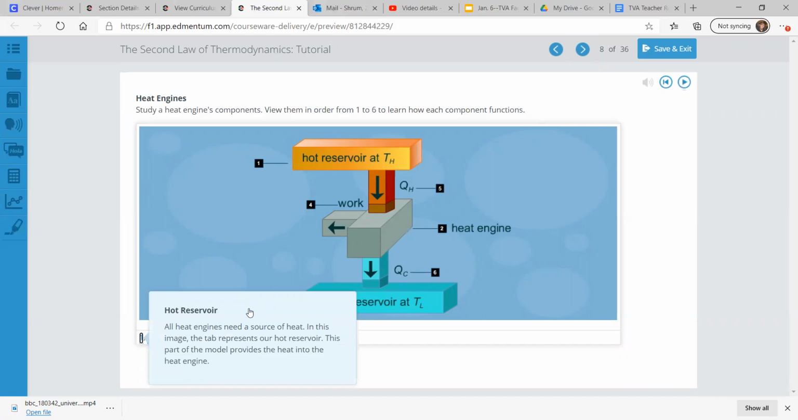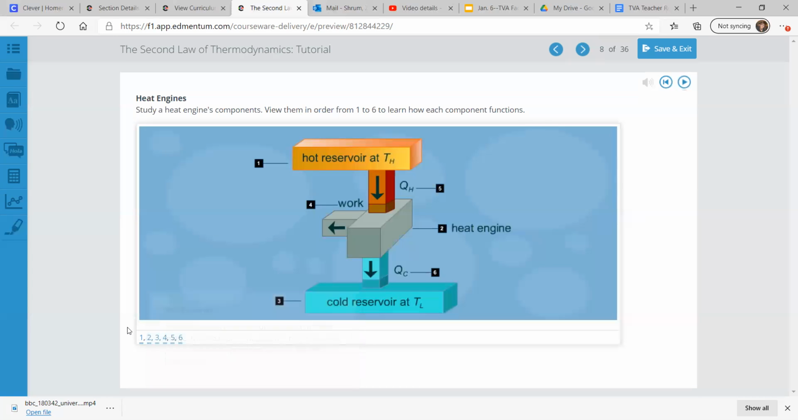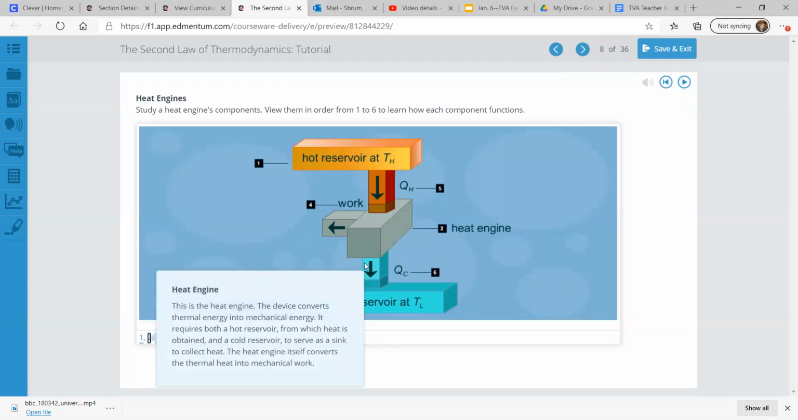One, we have the hot reservoir. All heat engines need a source of heat. So this part of the model provides the heat into the heat engine. Then we have two. We have the heat engine. This device converts thermal energy into mechanical energy.